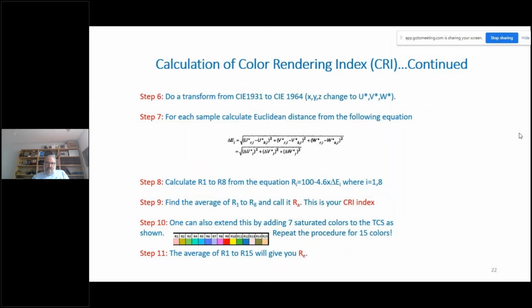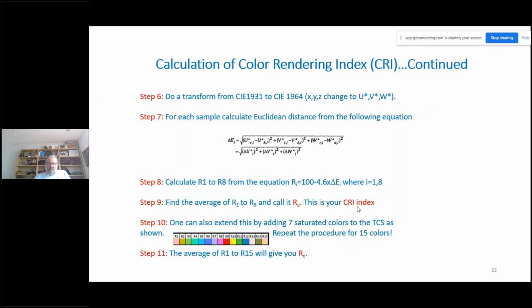So the test source and the reference source would not have the same chromaticity exactly. If you find the distance for each color, that's a Euclidean distance, which you can calculate. Once you calculate this Euclidean distance, you can find R1 to R8 by using this formula, 100 minus 4.6 into delta E_i. And then when you average it, that will give you the Ra, which is your CRI index.